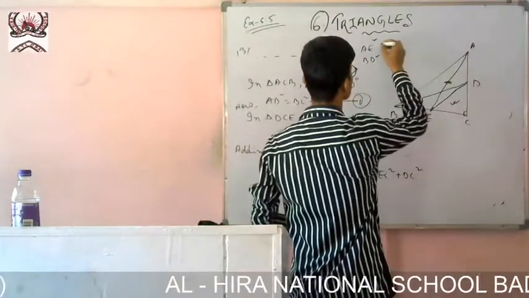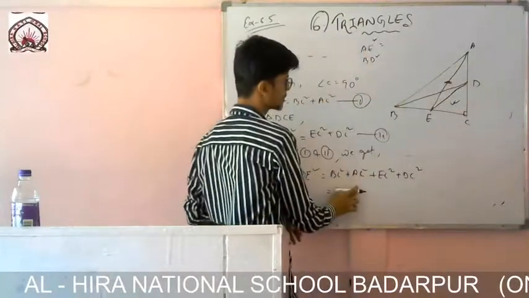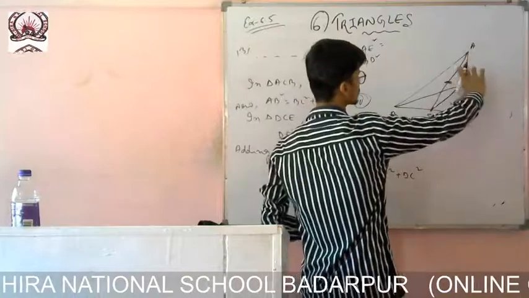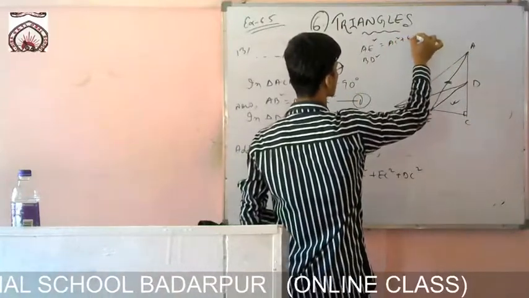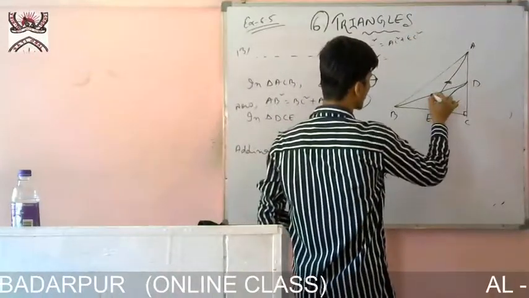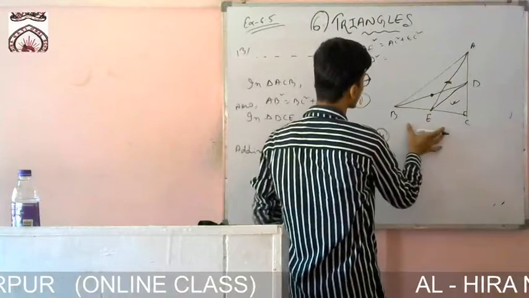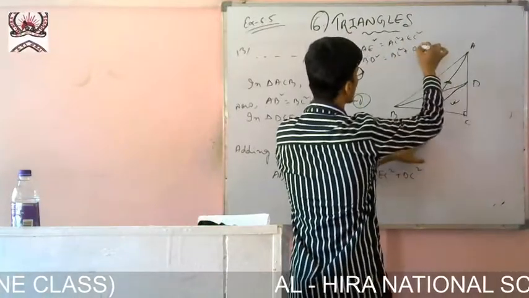EC square plus AC square, this is the hypotenuse, and I need AE in the question. So AE square is equal to AC square plus EC square. And BD square, which one? BD means this side. So if this is a side, it will be BC square plus CD square.